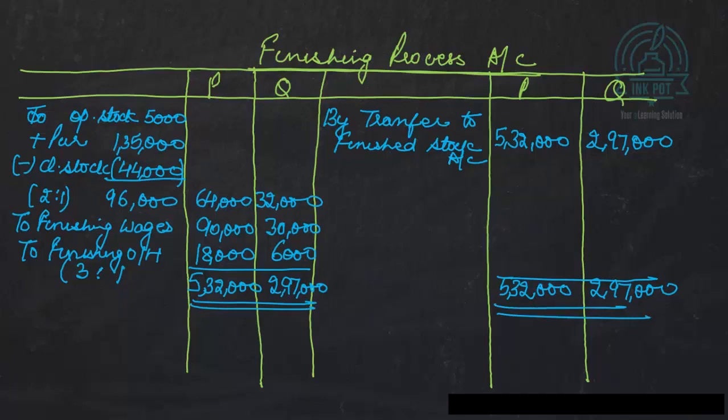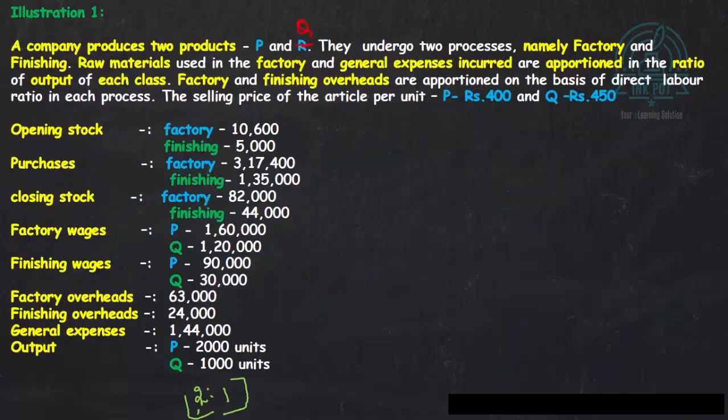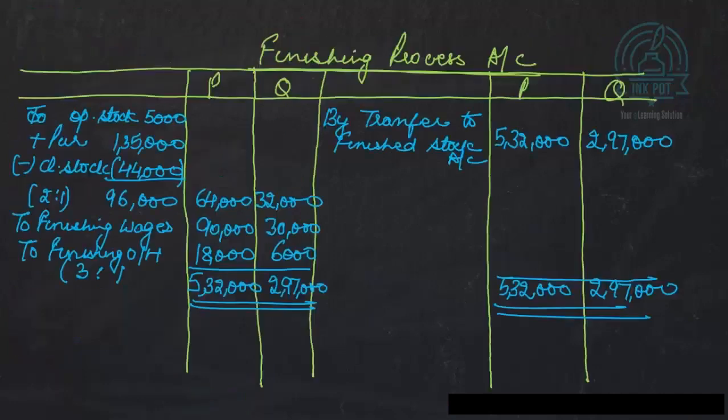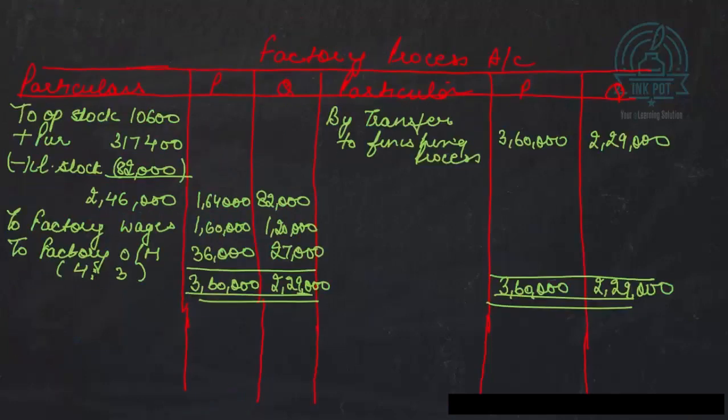Now after preparing factory process account and finishing process account, we are left with general expenses, right? And also we are given the selling price. So we can prepare process account, and we can also calculate the profit by deducting the total cost from the sales. This is to be prepared only if it is being asked, right?